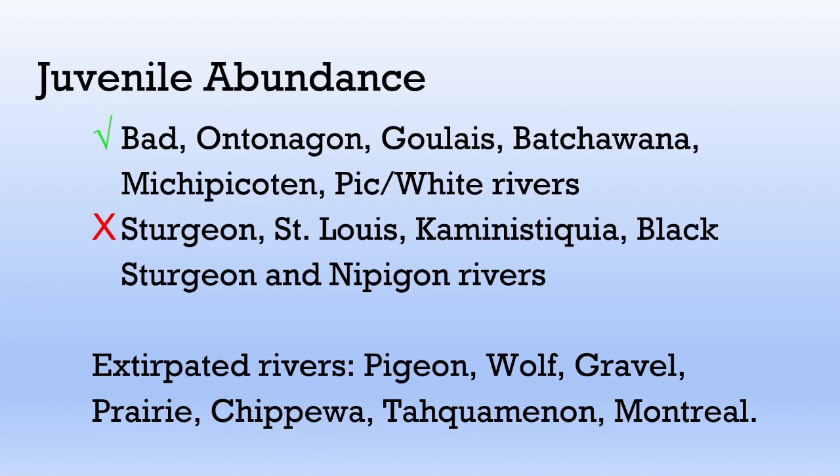When we look at juvenile abundance, a little bit of a better story. We have 7 rivers from our latest lake-wide juvenile index assessment in 2021 that were above our target, and you can see those listed with the green check mark. We do have a number of extant rivers that were below that target, including some surprising ones, which I'm going to focus on just for a second.